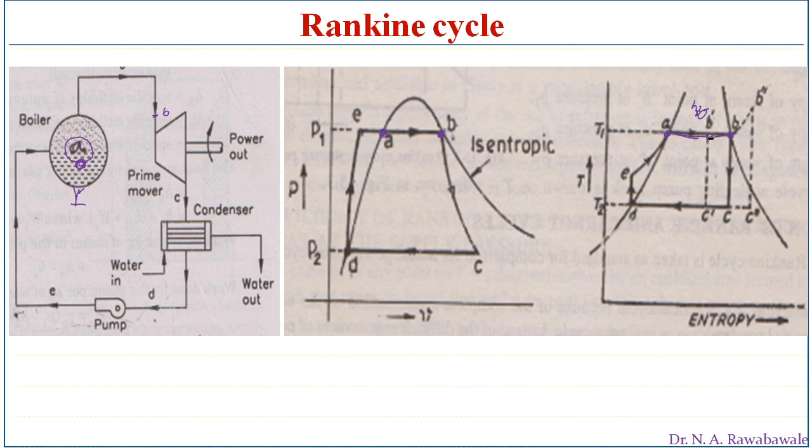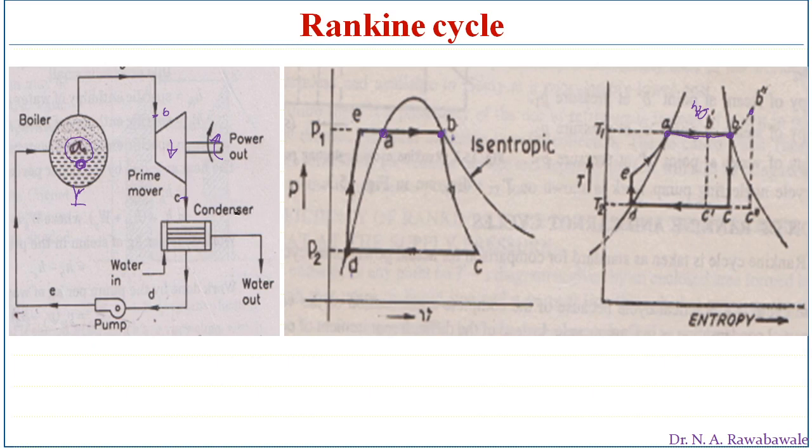Steam may be wet, dry saturated, or superheated when it comes out of the boiler. Presently we are considering that the steam coming out of the boiler is dry saturated. This dry saturated steam enters the turbine, where it gets expanded, and mechanical work is produced in this turbine. The expanded steam comes out of the turbine at the lowest pressure, the condenser pressure, at point C.